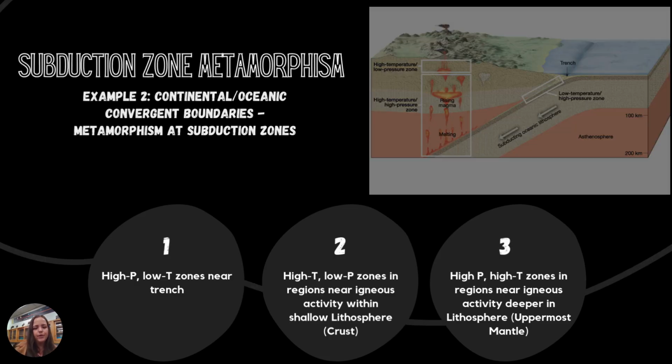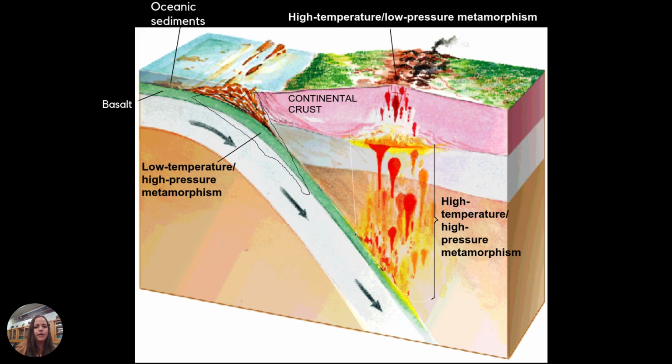To give you another look at what this might look like here, it shows you the subducting oceanic plate beneath the continental plate there. And at depth, where the magma is rising from the mantle, you have high temperature, high pressure metamorphism. So it's going to be our highest grade metamorphic setting.